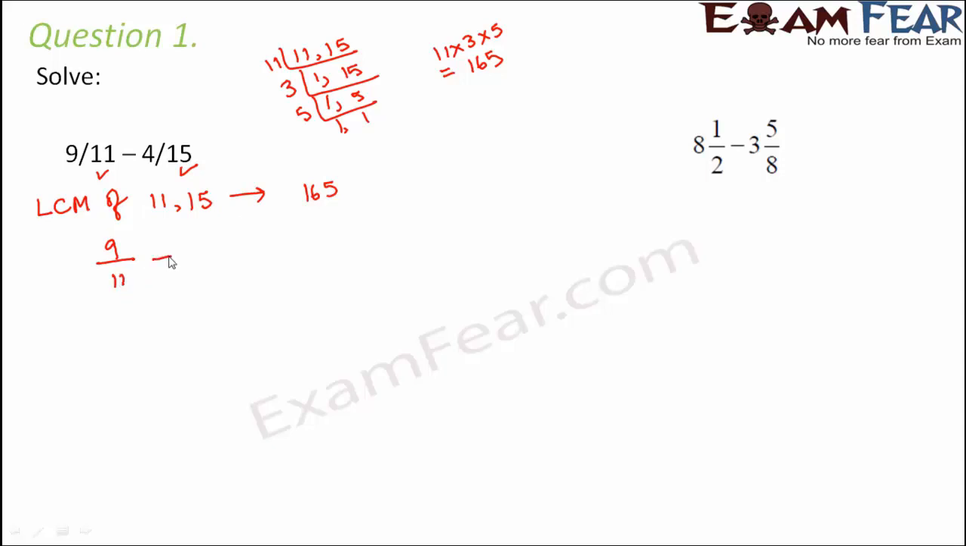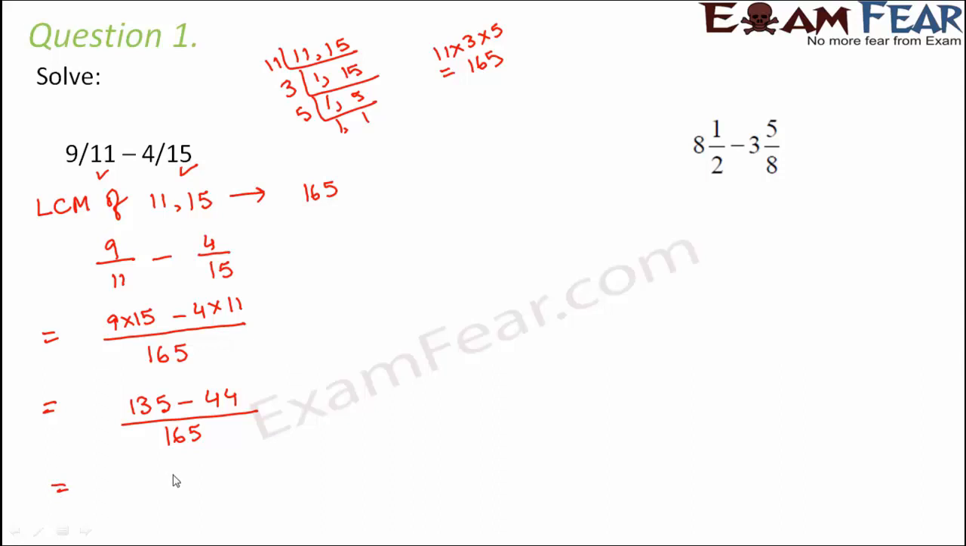So 9 by 11 minus 4 by 15. So whatever is the LCM, that would become the denominator. Now 11 into how much is equal to 165? So when you divide 165 by 11, you see that 11 into 15 is equal to 165. Therefore 9 into 15 minus 15 into how much is equal to 165? 11. So this would be 4 into 11. So 9 into 15 is equal to 135 and 4 into 11 is 44 divided by 165. So 135 minus 44 is equal to 91 divided by 165. So this would be the answer.